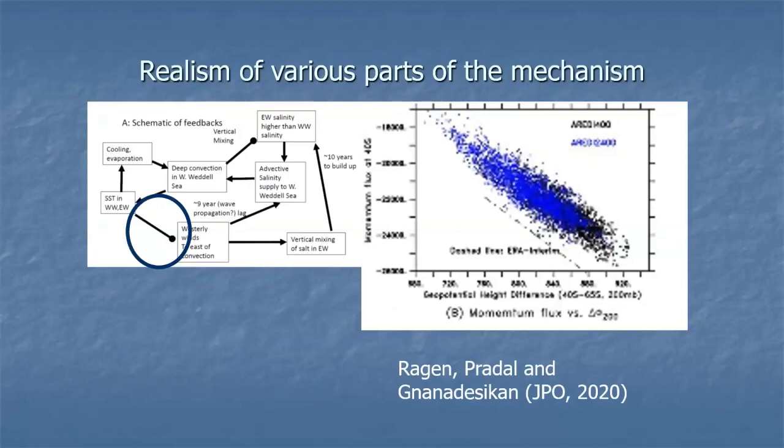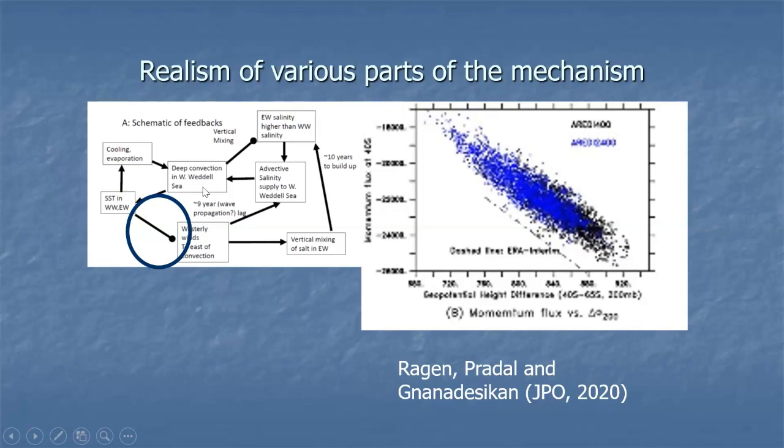Because we have a very short record, we can't really look at whether this is a realistic mechanism or not. Maybe in another 20, 30 years, we'll have the record to know. However, we can look at whether various parts of the feedback diagram are realistic. So this is showing the relationship between sea surface temperature in the Weddell Sea and westerly winds. And does the model characterize such a relationship properly?